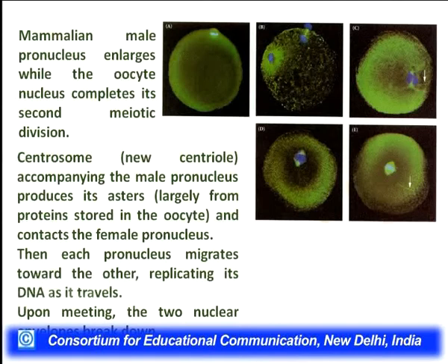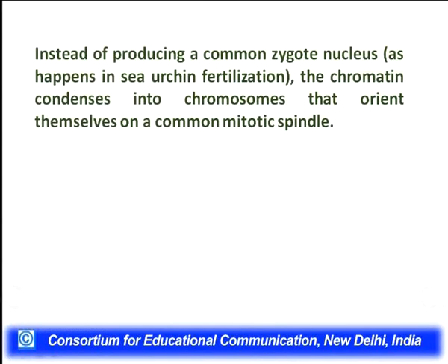So the centriole that is coming along with the mammalian pronucleus gives rise to the asters that connect to the female pronucleus, and then each pronucleus migrates towards the other, replicating its DNA as it travels. Upon meeting, the two nuclear envelopes break down and the fusion takes place. So this is how, there's a polar body and these are the nuclei, and finally it reaches a point where the two can go together.